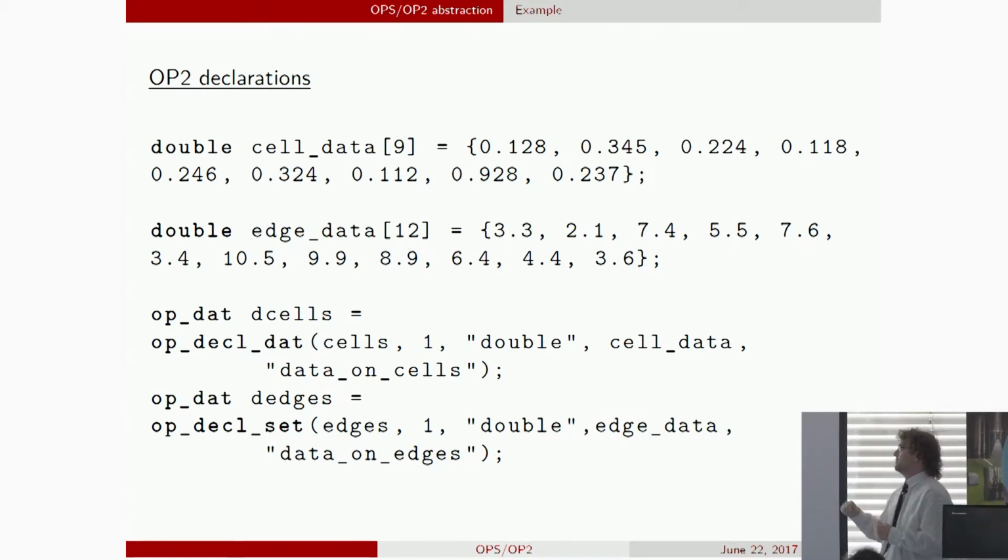And then we can define the data on the sets in a very similar way. So we tell that we have the cells and one-dimensional data with doubles called cell data.